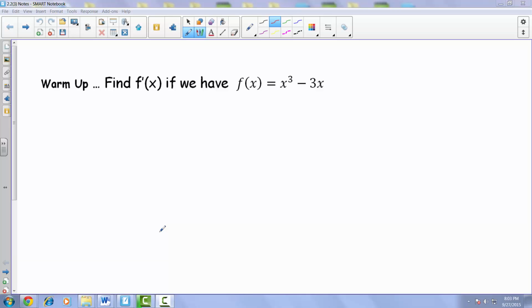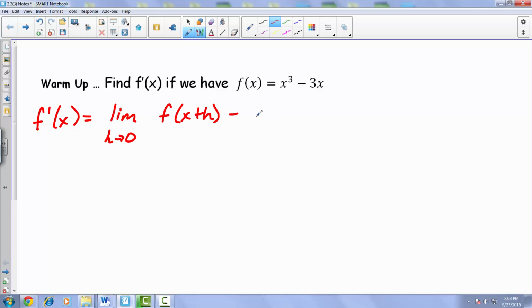Here we are at the warm-up for our 2.2, number 3 set of notes. We're asked to find the first derivative of this particular function. F of x is equal to x cubed minus 3x. Now again, using the definition of our derivative, we know that to find f prime of x, that's equal to the limit as h goes to 0 of f of x plus h minus f of x all over h.